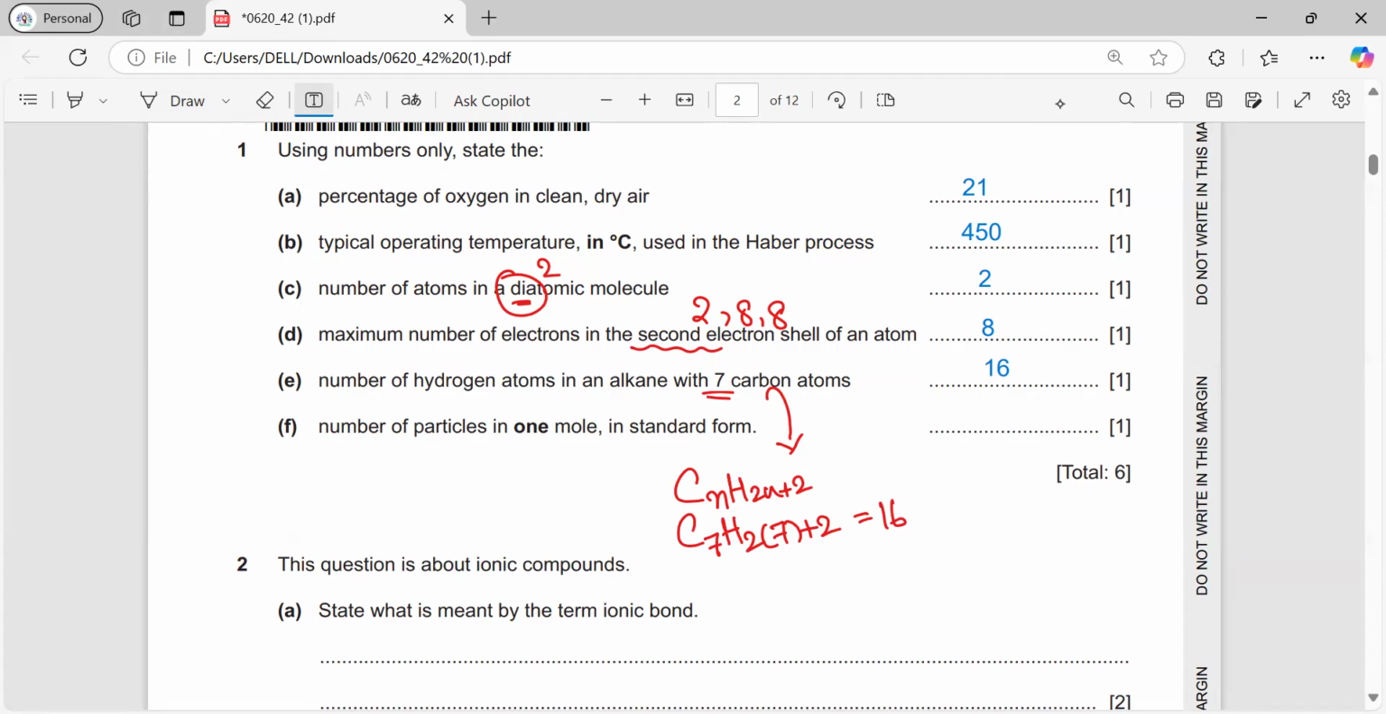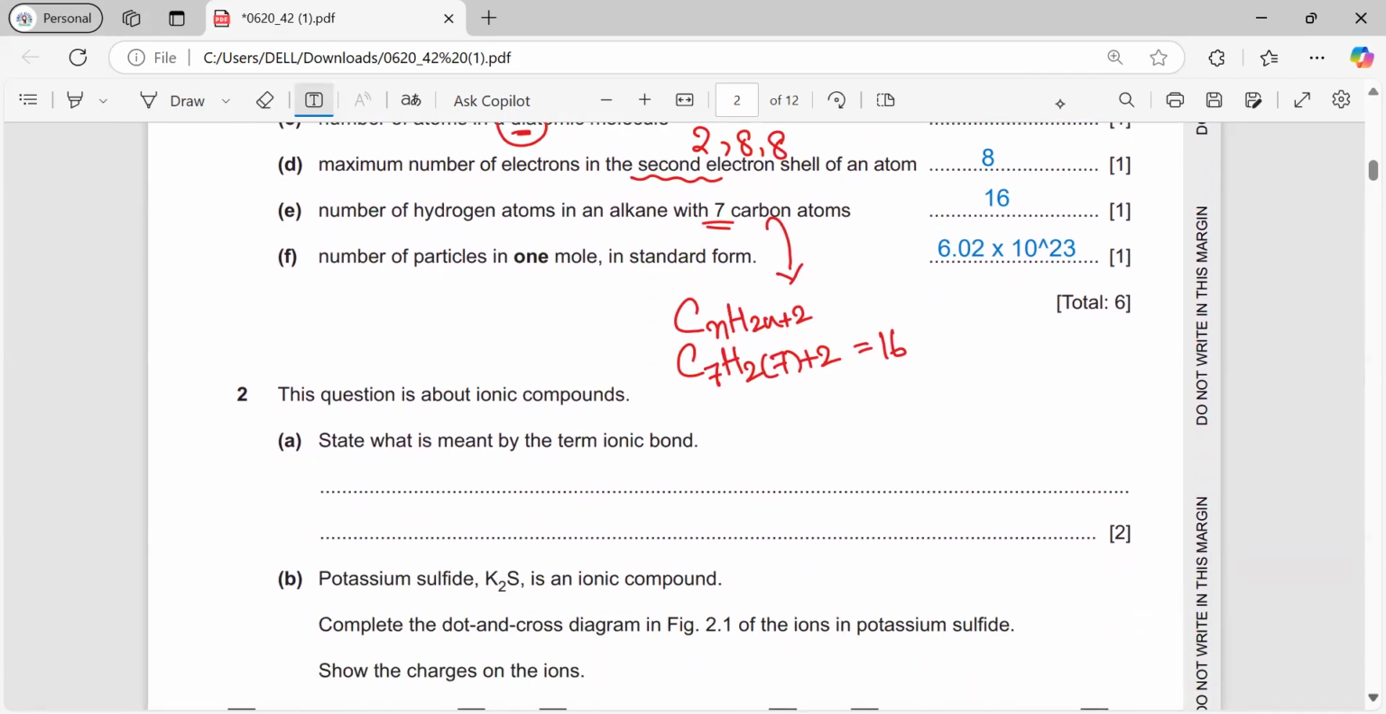Then the number of particles in 1 mole in standard form. In every 1 mole of a substance, there are 6.02 × 10^23 particles present. This is Avogadro's number of particles present in every 1 mole of a substance.